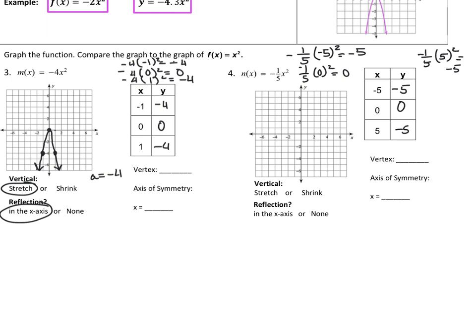So we have negative 5 in the x, negative 5 in the y, 0 in the x, 0 in the y, and then 5 in the x, negative 5 in the y. And now we can graph our parabola. So if we look at the value of a is equal to negative 1 over 5. Because it is a fraction, we know that it's a shrink. And because it's negative, we know that it is a reflection in the x-axis.